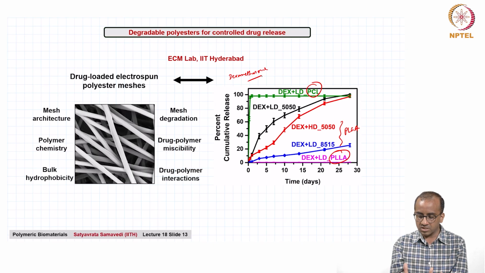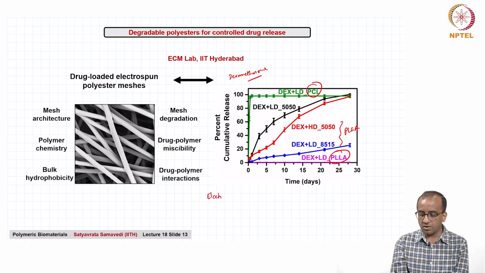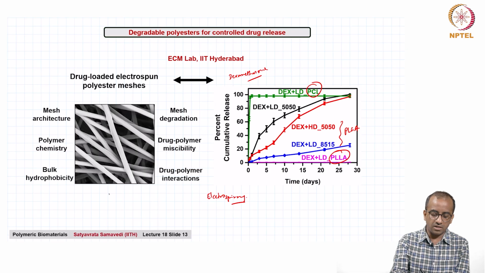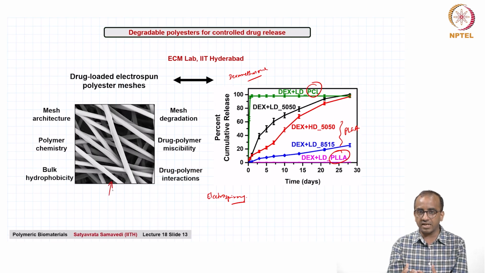So, what was done here was dexamethasone was taken and put into a series of different types of electrospun materials. These polymers were prepared in the form of nanofibers through this process called electrospinning, which is a polymer processing technique which we will have a chance to look at in more detail in a later lecture. But essentially at the end of it, you get these drug impregnated nanofibers, if you will.